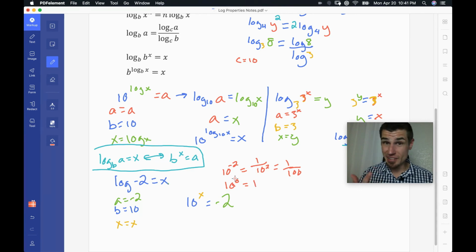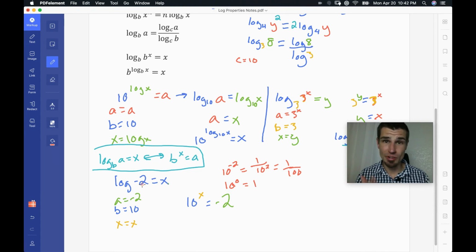It can't be negative, it can't be 0, and it can't be positive. So what the heck is x going to be? Nothing. It does not exist. There is no number we can raise 10 to and get a negative number. It's impossible. So what are we learning here? We are finding that you cannot have a negative inside of a logarithm. You can't take the logarithm of a negative number. It just does not exist.